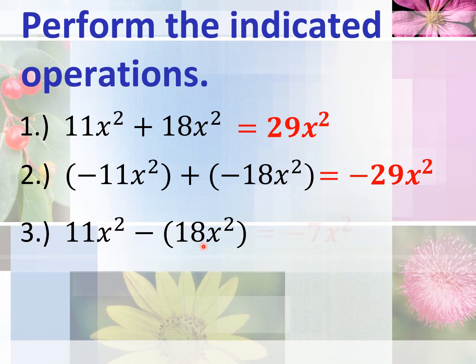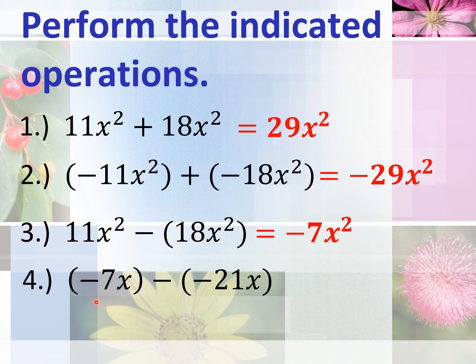So, 11 plus negative 18 is equal to negative 7. Isusubtract natin yung kanilang absolute value. And since yung 18 or yung negative 18 ay may greater absolute value, yung sign niya na negative ang gagamitin natin. And just copy yung ating x squared.